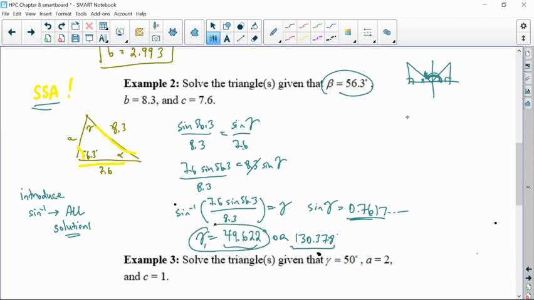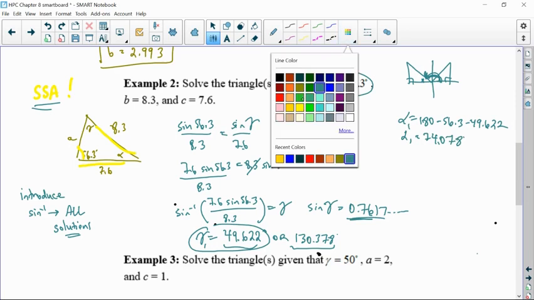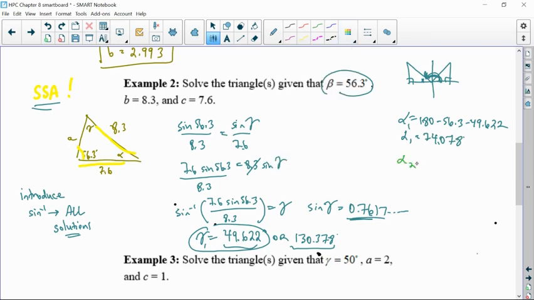49.622. So to get alpha, I could do 180 minus 56.3 minus 49.622. If I do that, I get 74.078. No contradiction there, so that could be my first alpha. But then in the second triangle, if I think about alpha 2, I still know they add up to 180.